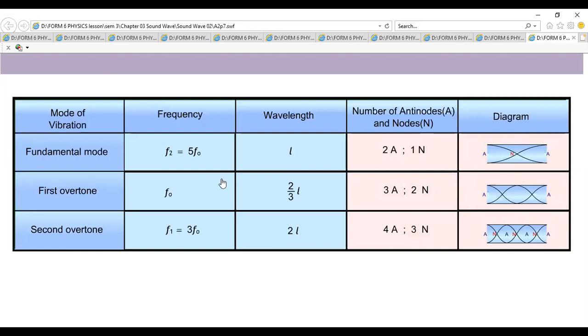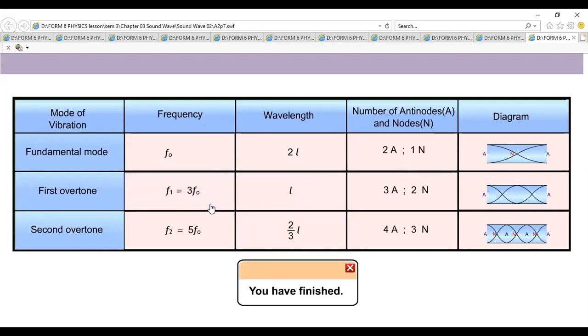For the wavelength, this will be 1, 2, that means half of the wavelength. So L is equal to half of the wavelength, so the wavelength is 2L. For the first overtone, lambda equal to L, and for the second overtone, lambda equal to 2 over 3 L. Again, the fundamental frequency is F0. Then we find that F1 is equal to 3F0 and F2 equal to 5F0 for the second overtone.